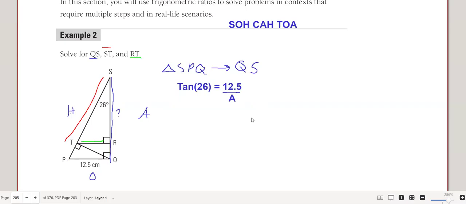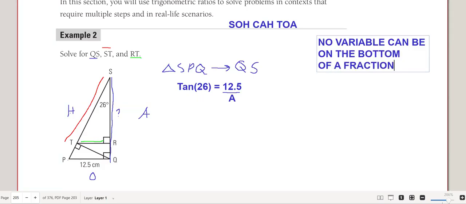Cool. So now I've got to get A by itself, right? But the problem is A is on the bottom of this fraction. And here's a pro tip, guys: no variable can be on the bottom of a fraction. A is a variable here. That can't happen. So the first thing, before I touch anything else, I've got to get that to the top, which means I've got to times both sides by A, right?